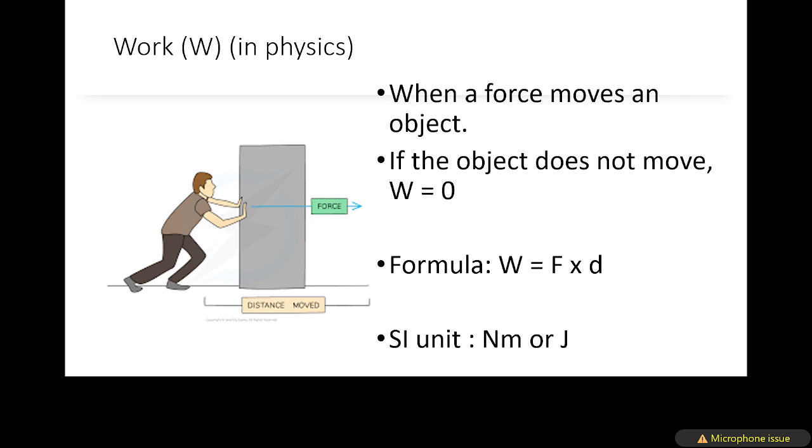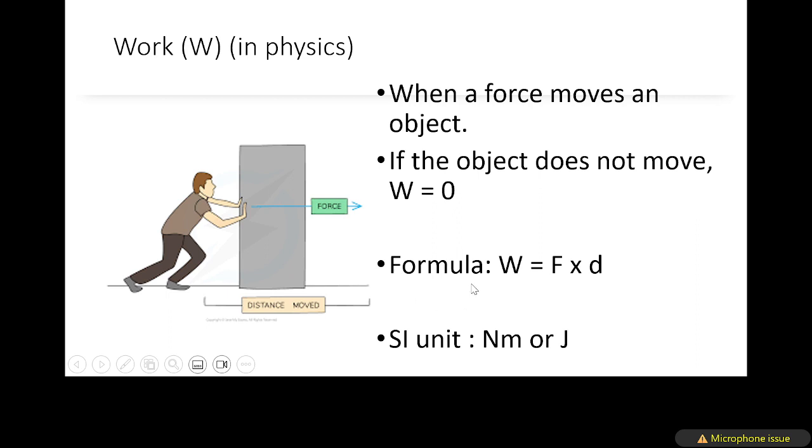In physics, if you apply a force and you move something, then only we can say that you have done work. So, what is work in physics? Work is when a force moves an object. If the object does not move, what is the work? Zero. And the letter used for work is W.